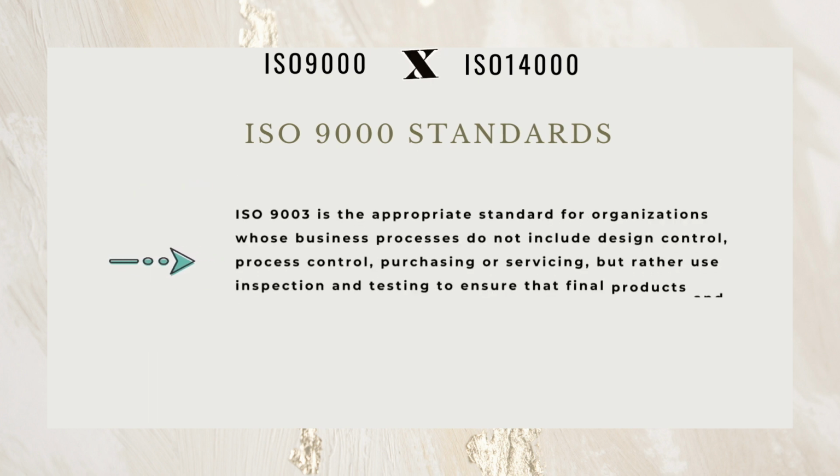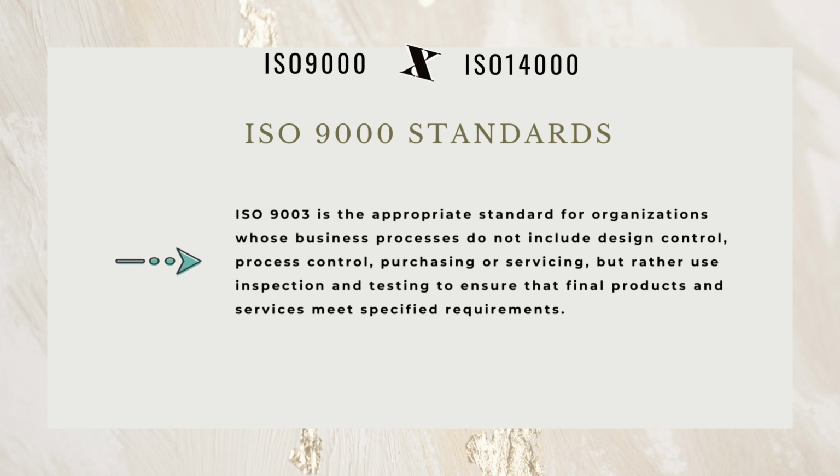ISO 9003 is the appropriate standard for organizations whose business processes do not include design control, process control, purchasing or servicing, but rather it uses inspection and testing to ensure that final products and services meet specified requirements.